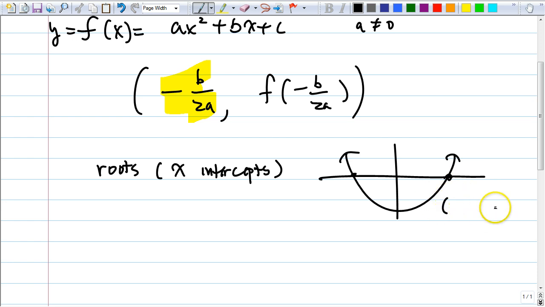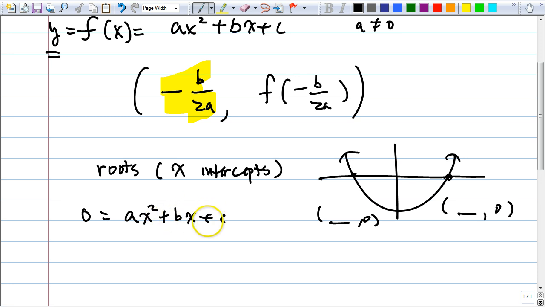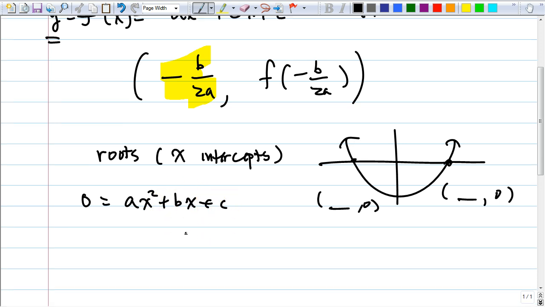Well, we know that it's going to be something comma 0, because y has to be 0 in order to be an x-intercept. So what then do we get for these x-coordinates? Well, we're really looking for y equal to 0. We were solving 0 equals ax squared plus bx plus c, right? And do you remember how we solve this?